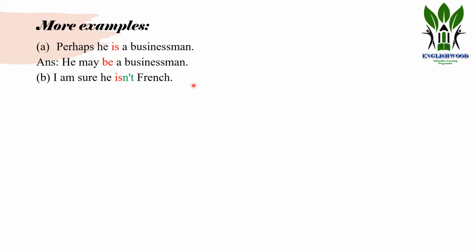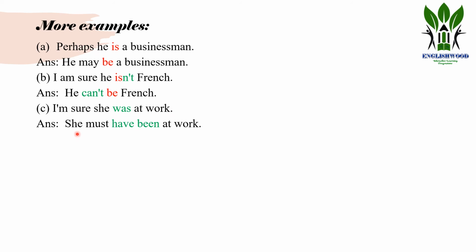I'm sure he isn't friends. Then he can't be friends. Okay, I'm sure, but negative, so can't be friends. I'm sure she was at work. She must have been at work. All right, I'm sure, positive.